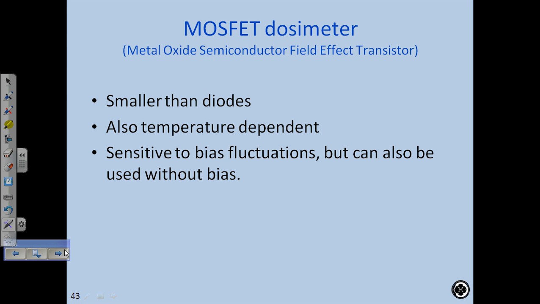MOSFET dosimeters. Okay, so MOSFET dosimeters are a little bit smaller than diodes. Diodes are already small enough, but these are actually smaller. They're also temperature dependent, and they're sensitive to bias fluctuations, and can be used with or without bias. So a MOSFET stands for metal oxide silicon semiconductor field effect transistor.